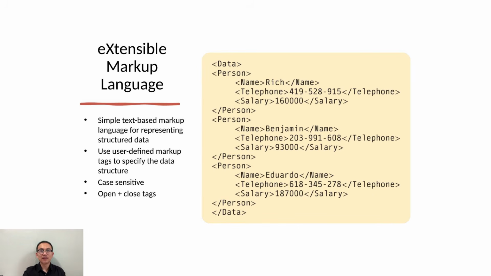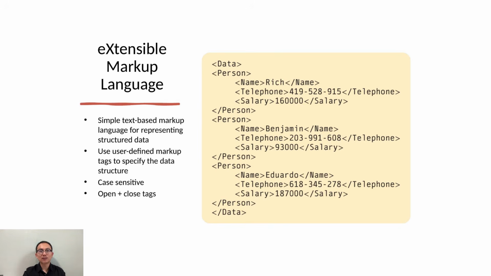Let's take a look at XML, which stands for Extensible Markup Language. It's a widely used format for representing structured data and is often used to share information between programs, systems, and people. XML uses markup tags to define the structure of data. Each data item is wrapped in a pair of tags. For instance, a phone number might look like this: opening tag, telephone, 419-528-915, closing tag, telephone. The opening and closing tags clearly mark where the data begins and ends.